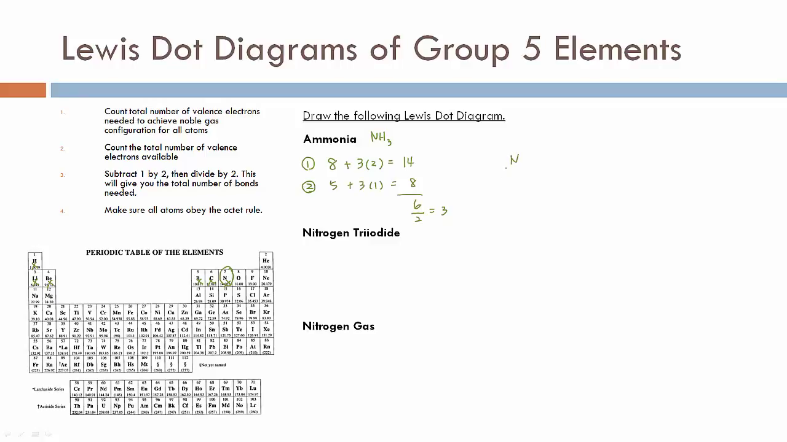First draw the nitrogen out, and you can have 3 bonds coming out of the nitrogen. And at the end of each bond, you place hydrogens. Let's examine the number of electrons around nitrogen right now. There's 1, 2, 3, 4, 5, 6 electrons. You could go ahead and add the 7th and 8th electron.